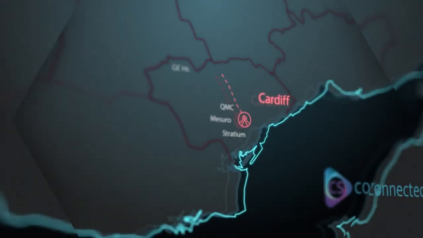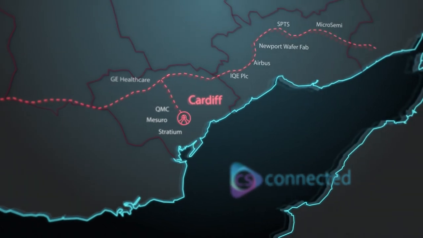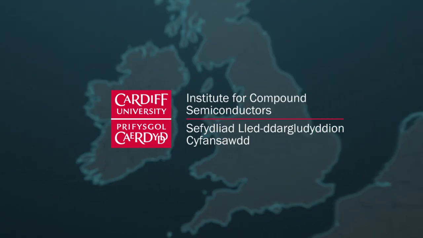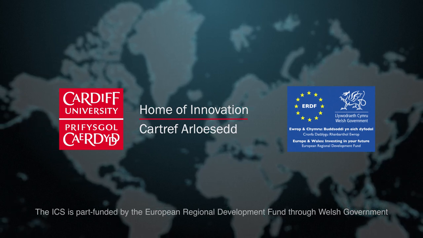CS Connected is the world's first cluster for CS expertise. It brings together a host of leading companies along the M4. Our lifeblood is Wales, but our outlook is global. Only through working with others can we grow. Come and join us. We are the home of innovation.